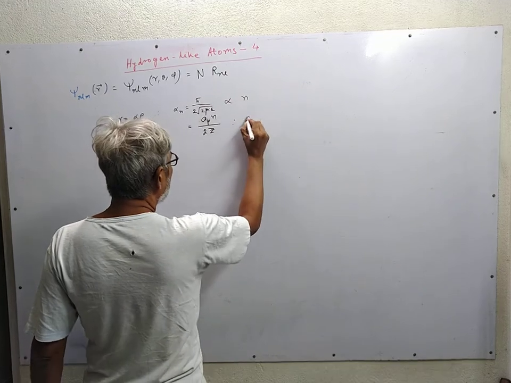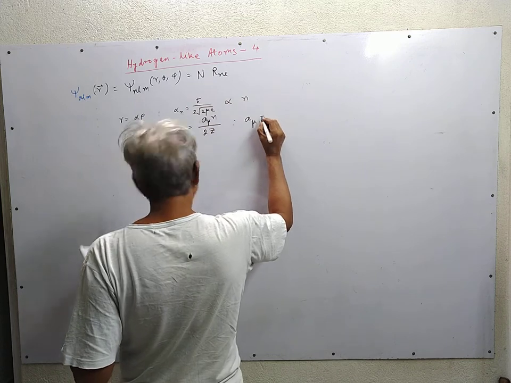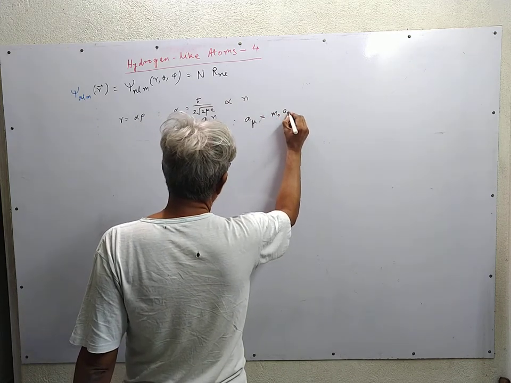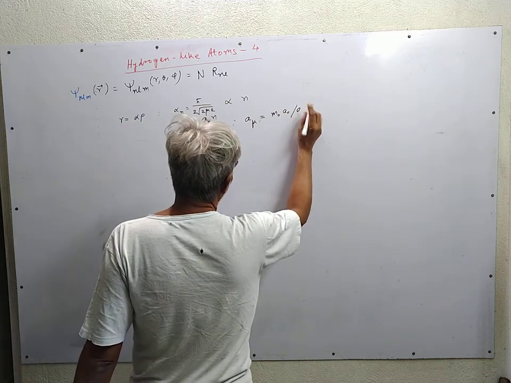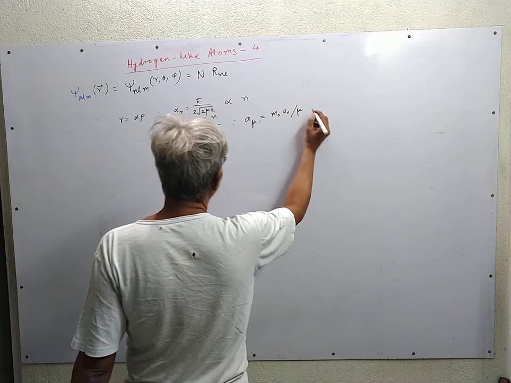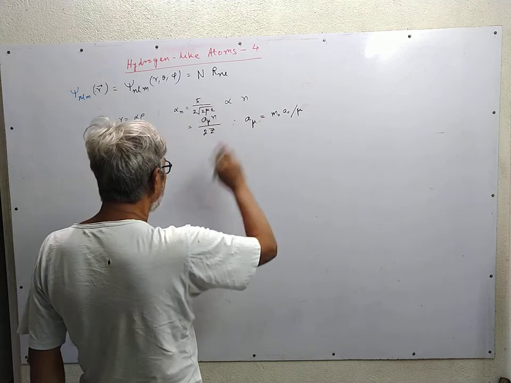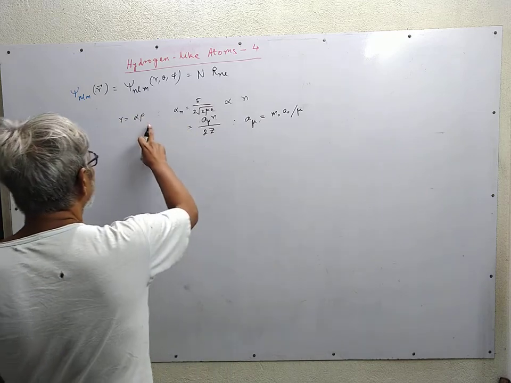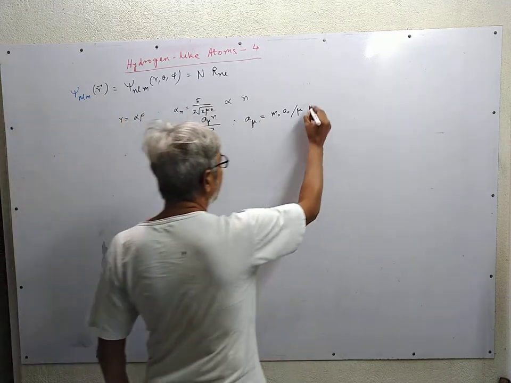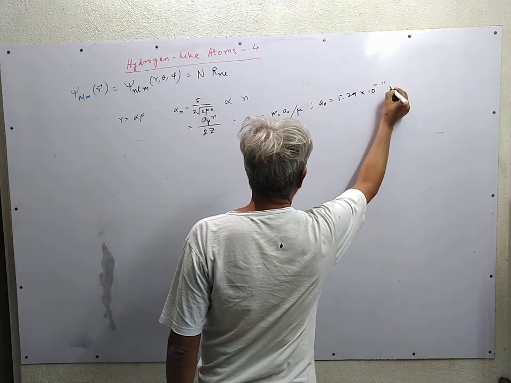where a mu, the reduced Bohr radius, is given by the electron rest mass m0 by mu times a0, the Bohr radius. If we assume the nucleus to be infinitely heavy, so that the center of mass lies with the nucleus, in that case a mu is equal to a0, and a0 is the Bohr radius. The value of a0 is 5.29 into 10 to the power minus 11 meter.